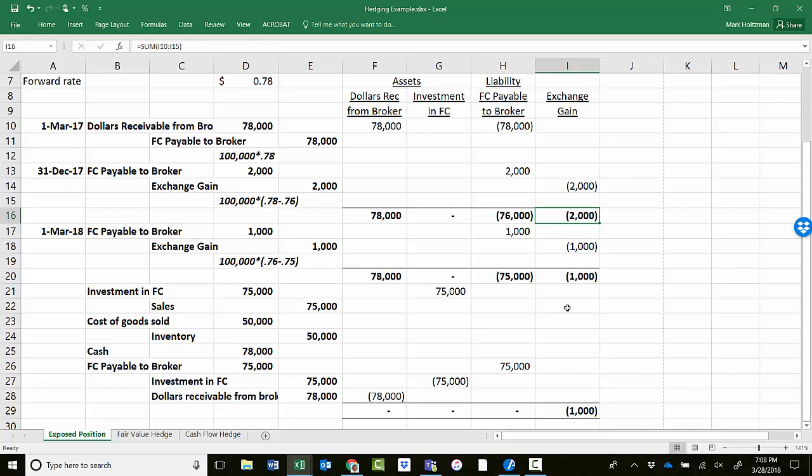Liability, I have the foreign currency payable to broker. I pay this off by giving them 100,000 euros, so that's gone. And what's left is a $1,000 gain that's going to go to my income statement.